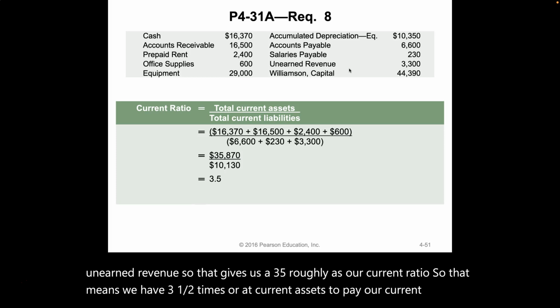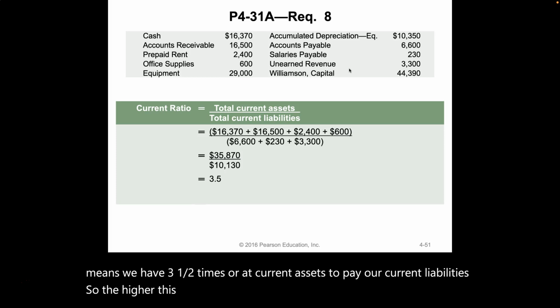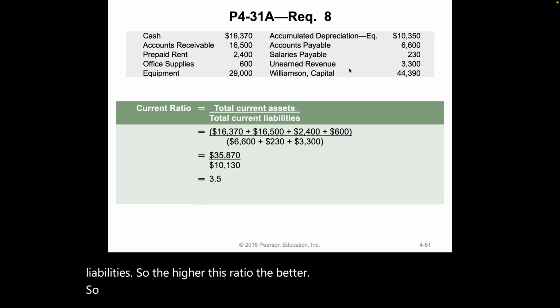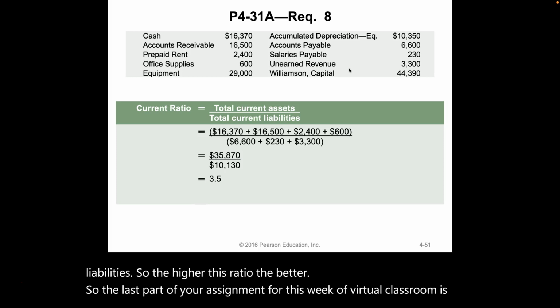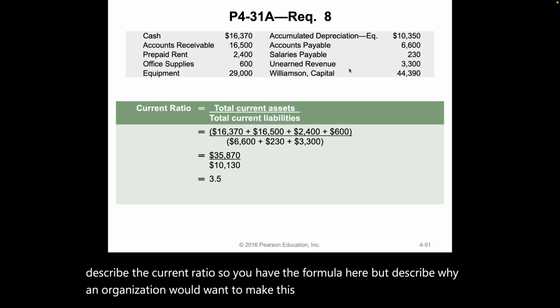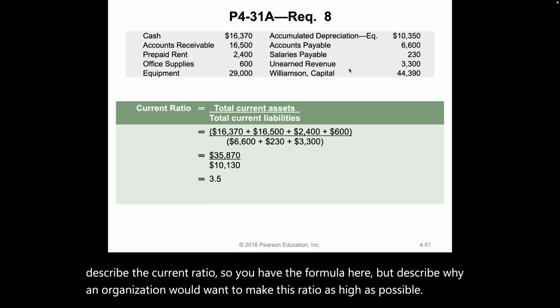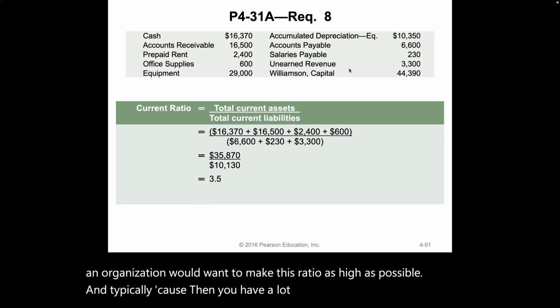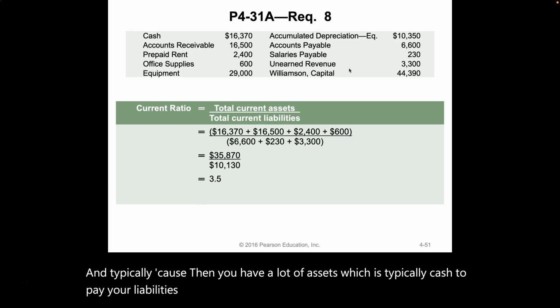So the higher this ratio, the better. The last part of your assignment for this week of virtual classroom is to describe the current ratio. You have the formula here, but describe why an organization would want to make this ratio as high as possible. Typically, it's because then you have a lot of assets, which is typically cash, to pay your liabilities, which are usually your payables.